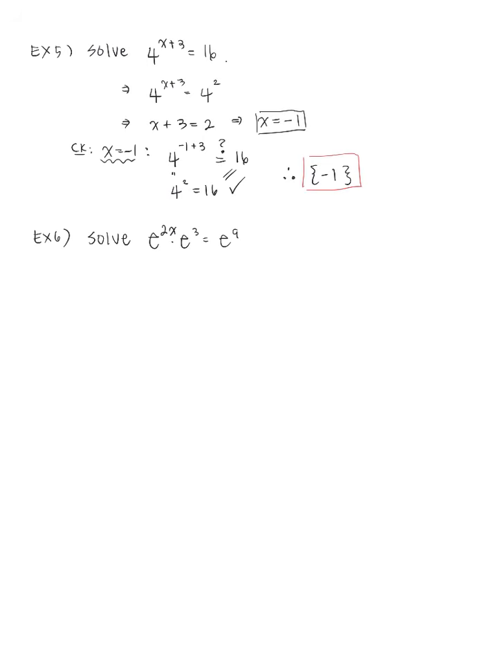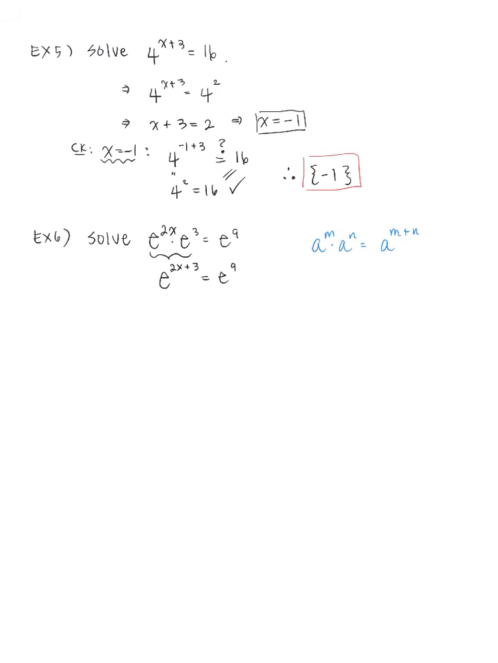Let's try another one. Let's solve e to the 2x times e to the third equals e to the 9. All right, so step number 1, we've got too many e's going on, so we need to combine the left-hand side into one single base of e. So let's recall this property. If I have a to the m times a to the n, what would you do with those exponents? Yes, you add them. So first step, I'm going to simplify the left-hand side of the equation using this property. So here you're going to have e to the 2x plus 3 equals e to the 9.